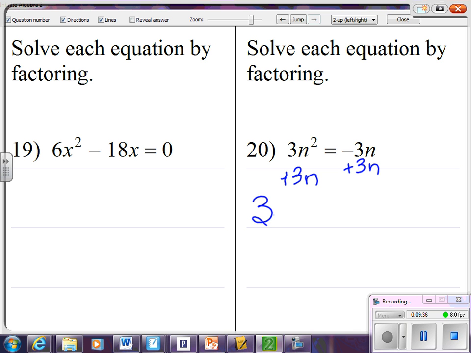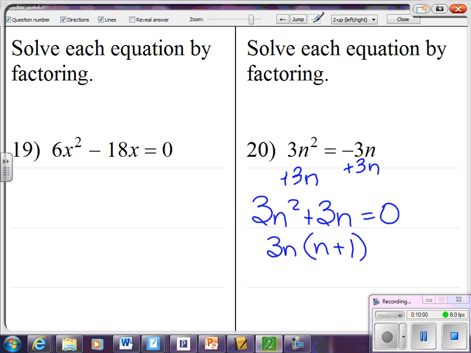So I get 3n squared plus 3n equals 0. What do you notice about 3n squared and 3n? Yeah, take out a 3 and an n. So you get 3n when you bring that out. And what's left? N plus. No. What times 3n will give me 3n?